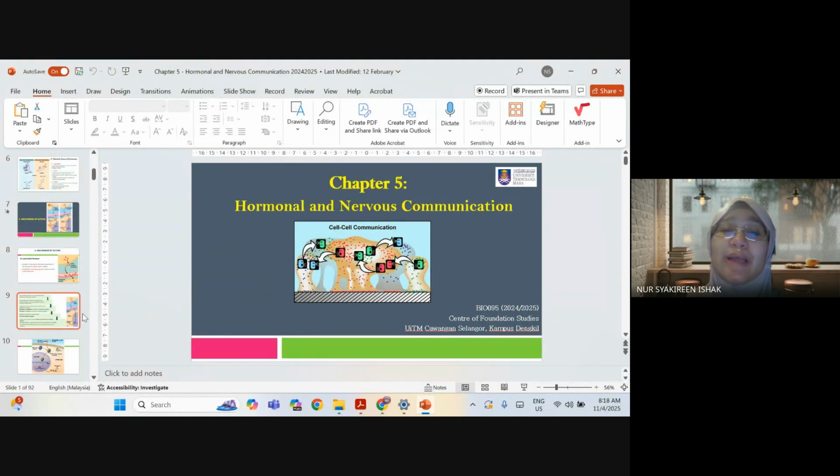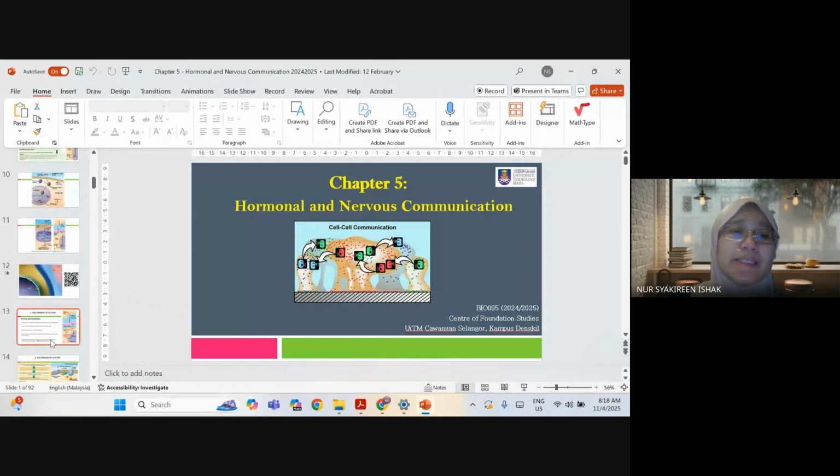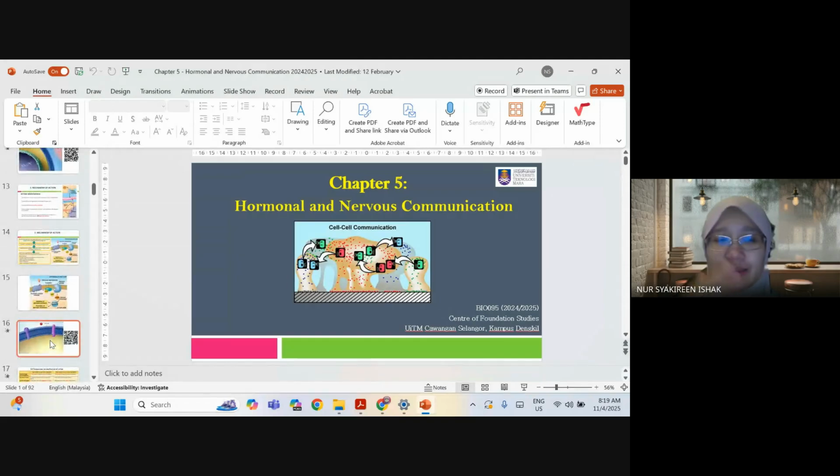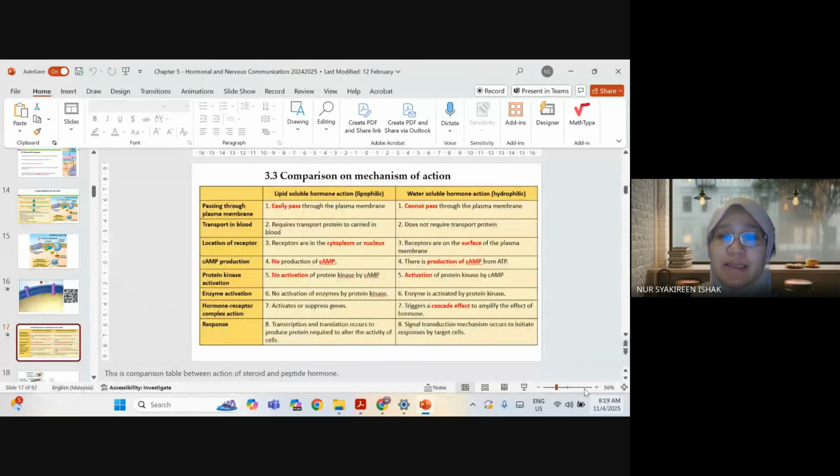Okay, so you have to explain that mechanism, those keywords you have to take note. Tempat kat mana receptor tu berada, kan. So semua tu you have to take note, all these important points. Okay, so basically for today, that's what we have covered last time.